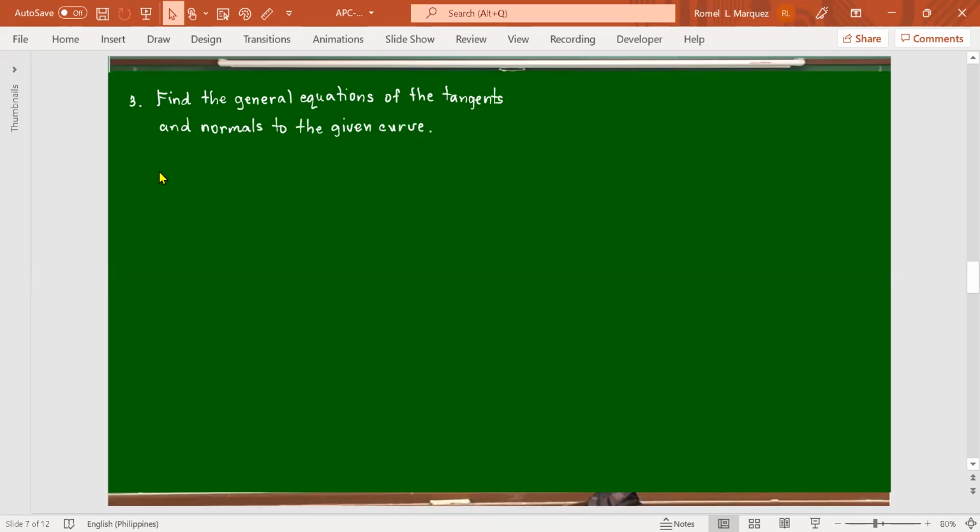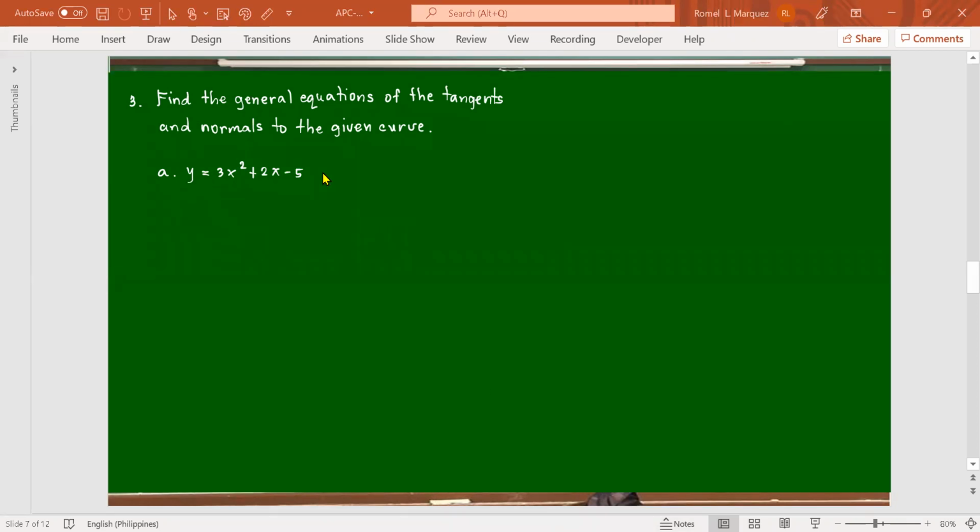Curve is in terms of equation. Letter A. We have tangents and normals. Let's have one specific example. I want the equation to be y equals 3x squared plus 2x minus 5.